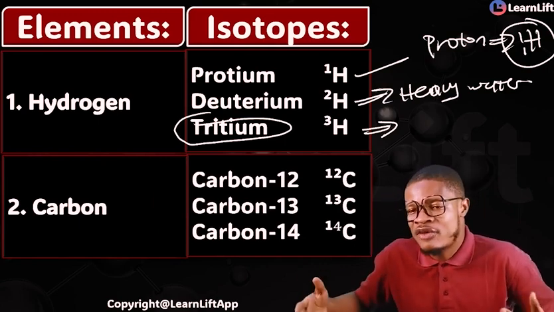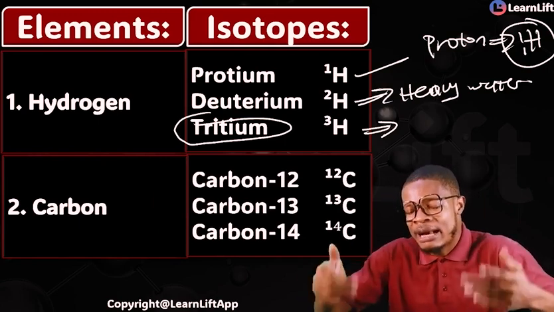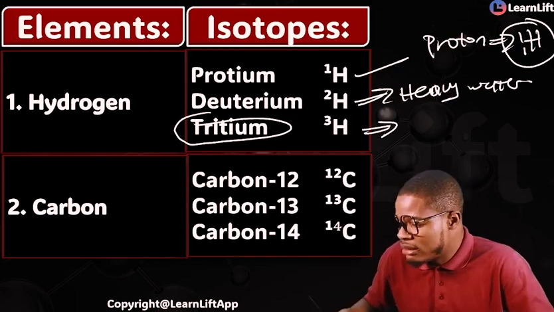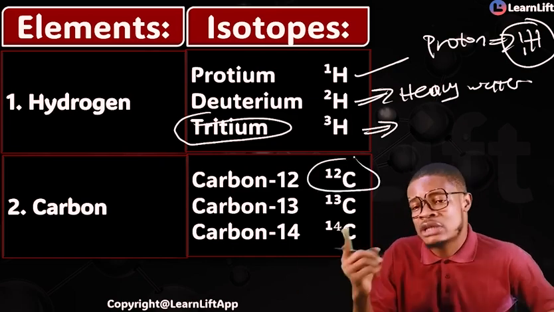Carbon 12, carbon 13, carbon 14. The most abundant of them, of course, is your carbon what? 12. That's the one that is most abundant.